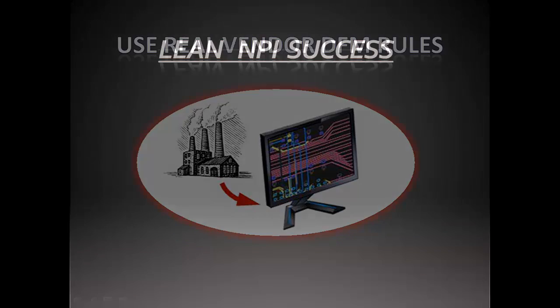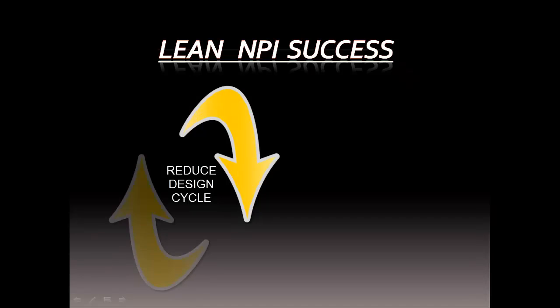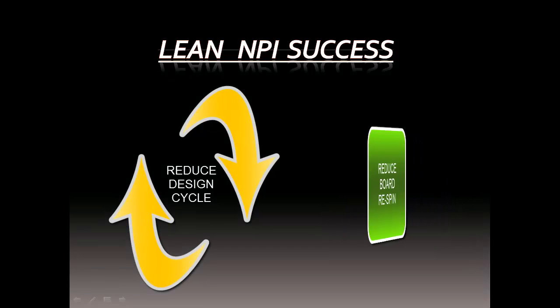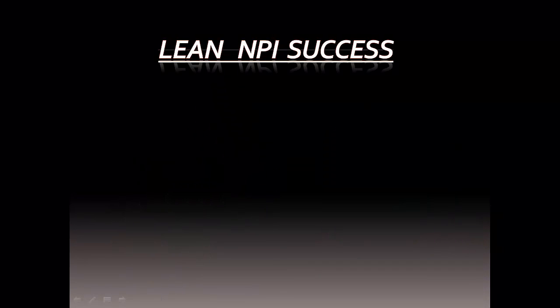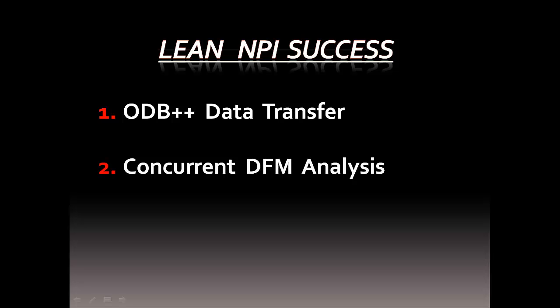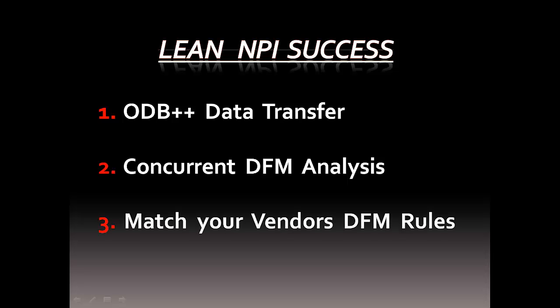Using a Lean NPI process in your company will reduce your design cycle time and board respins, saving you precious time, quality, and money. Let's highlight again the key changes that will lead your company to a Lean NPI success. 1. Use ODB++ data throughout the entire design and manufacturing build process. 2. Begin concurrent DFM analysis by applying the left shift method to your PCB layout practices. And lastly, 3. Match your vendor DFM rules so you're checking with values that matter.